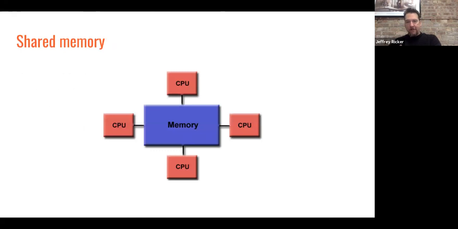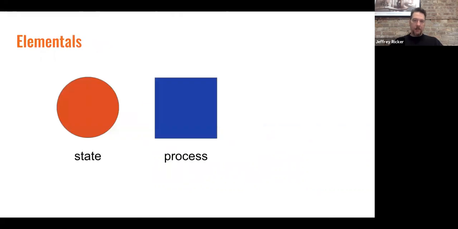So the shared memory model in a practical sense is that you have all these processors and they're all accessing the same physical memory. And this is what you have today in your laptop, where you have multiple processors, right? And there are machines that are built this way. However, as you can imagine, you're dealing with two fundamental elements, state and process. So it's a lot simpler and cleaner when you're only dealing with two fundamentals, two elementals, state and process.